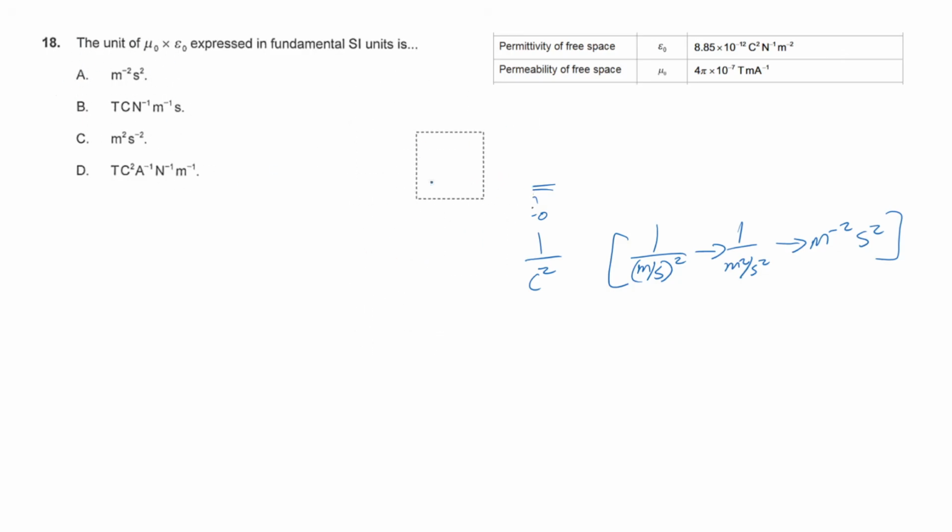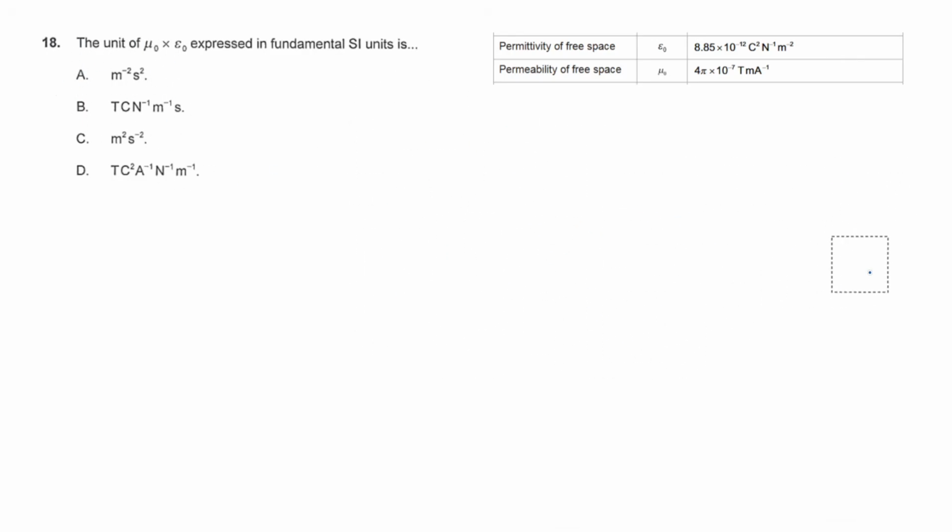But what happens if you don't know that speed of light equation? Well, then you can look in the data booklet. And in the constants part, you will be provided with the units for the permeability and for the permittivity, right? This here is a screenshot from the data booklet.